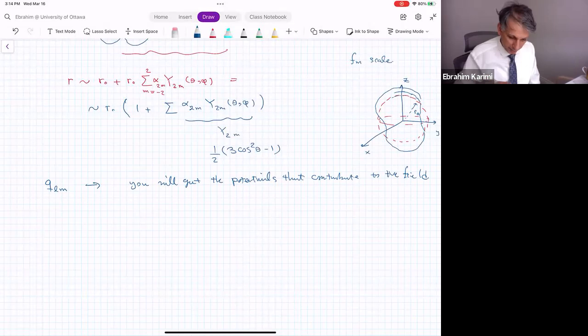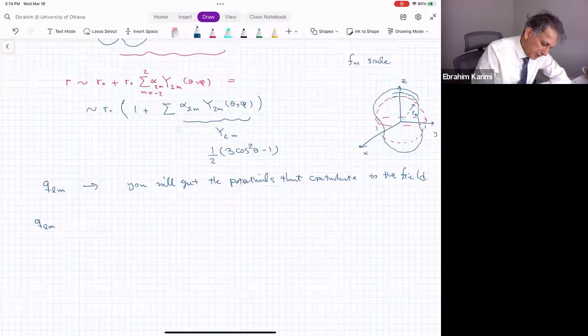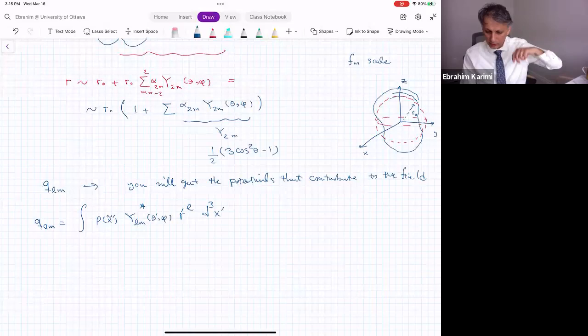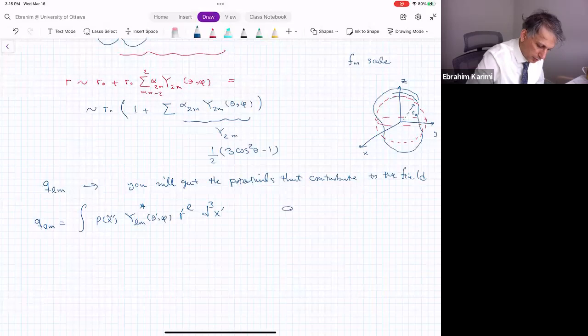So indeed, QLM will be given by integral of, excuse me, the first term was charge distribution that you needed, which we have to look for. The second term was YLM theta prime and phi prime with a star. Then we had r prime power of L. What else? Then we had the volume, d3 of x prime. All right? And then we knew that the potential is given by 1 divided by epsilon 0, summation of L and M, 1 divided by 2L plus 1 of QLM divided by r power of L plus 1. And then we do have YLM of theta and phi. Okay.